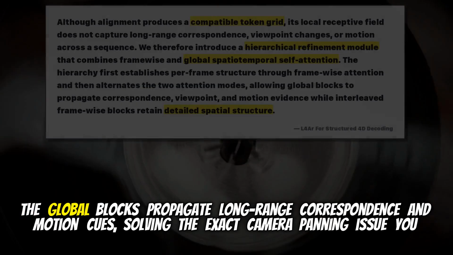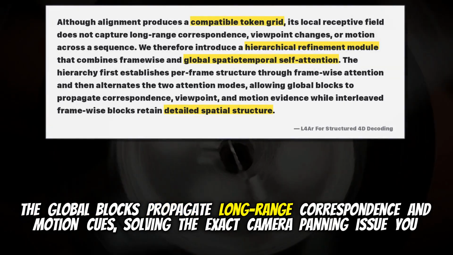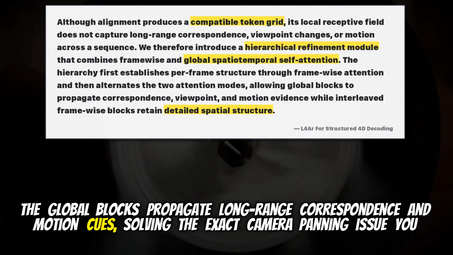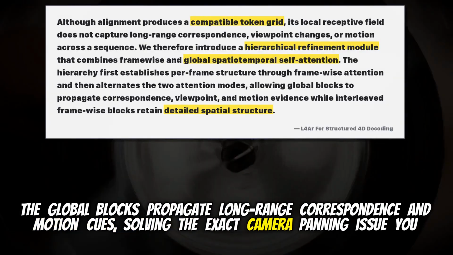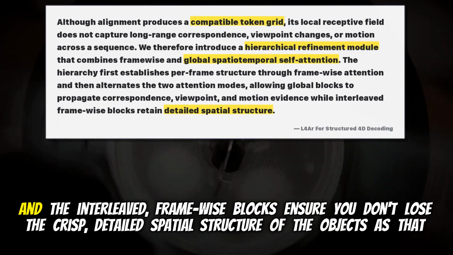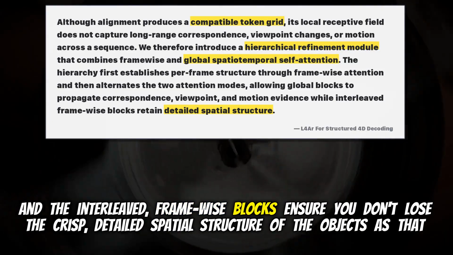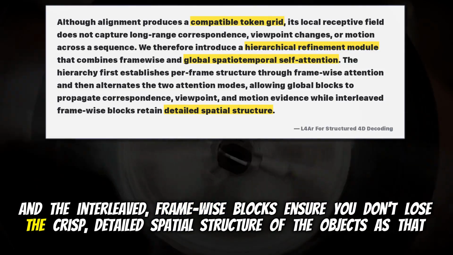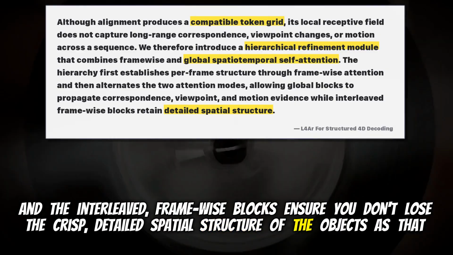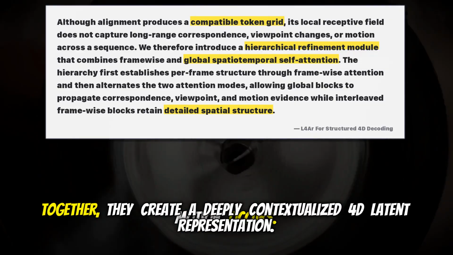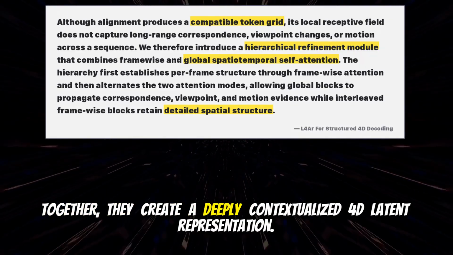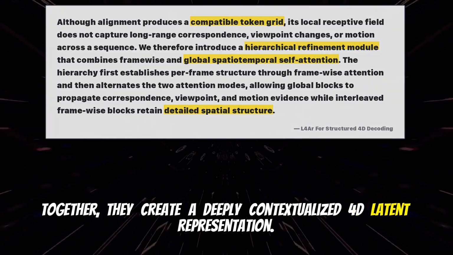Exactly. The global blocks propagate long-range correspondence and motion cues, solving the exact camera panning issue you mentioned earlier. And the interleaved frame-wise blocks ensure you don't lose the crisp, detailed spatial structure of the objects as that motion occurs. Together, they create a deeply contextualized 4D latent representation.